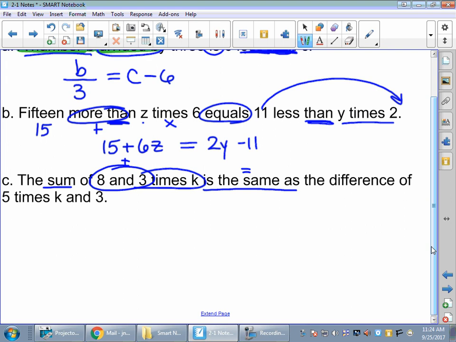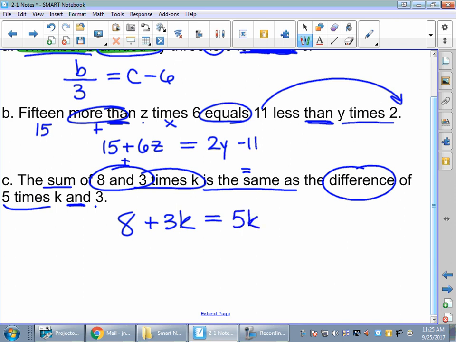So the difference, we're going to subtract the two things, and the two things we're subtracting are differentiated with this and, so that tells me what we're subtracting. 5 times k and 3. So the sum of 8 and 3 times k is the same as the difference of 5 times k and 3.